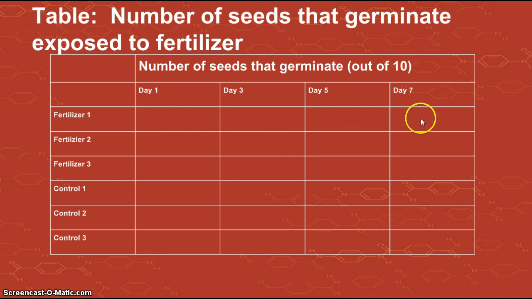So you want to have this table done and your experimental design outlined before you start your experiment, and make sure that your teacher or mentor has approved this before you actually start your experiment.